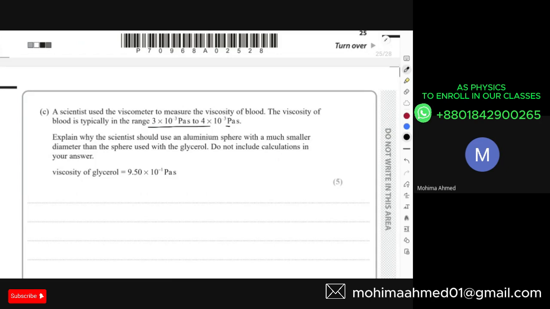Viscosity of glycerol was this much. You have to compare this time, right? Understand that viscosity of glycerol was 9.5, whereas the viscosity of blood is like half of that, within the range of 3 and 4. So obviously this is quite half of the viscosity of glycerol. Another thing, if the viscosity of blood is very low, depending on viscosity, what force was acting? Drag was acting, right? Drag was the 6 pi r eta v term.